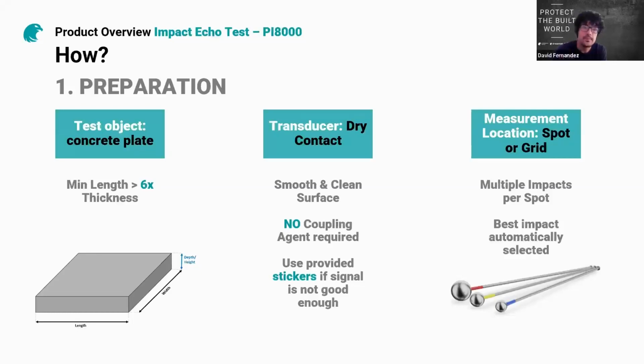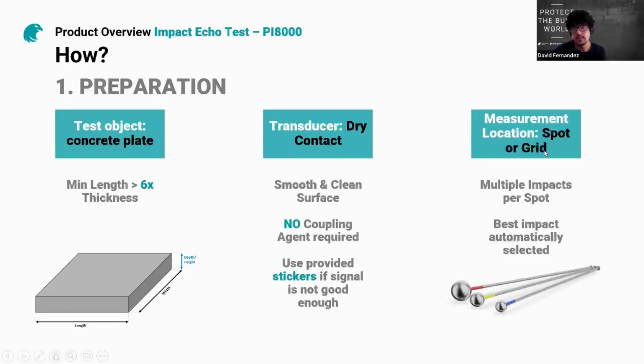advanced on this technology. As I said before, we perform dry contact, so you don't need to use any coupling agent. But in any case, the surface of the concrete has to be smooth and clean. And we are providing some plastic stickers that you can place over the sensor tip, just in case you are not getting a good signal because the concrete is not completely smooth. Those stickers remain on the tip for a very long time, so you just place them there once, and you can use them as many times as you want. So this is very quick and very convenient.